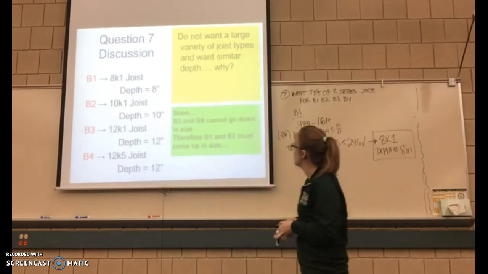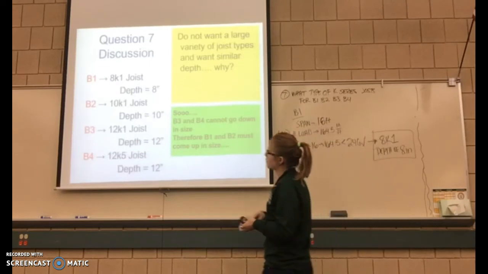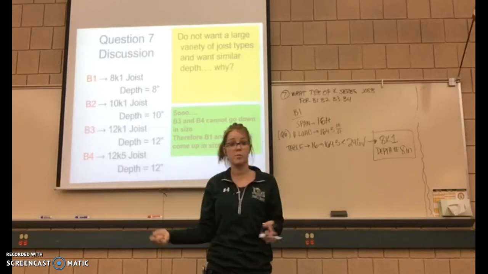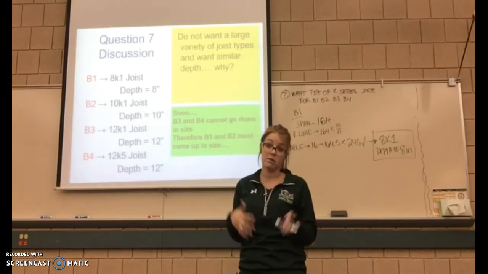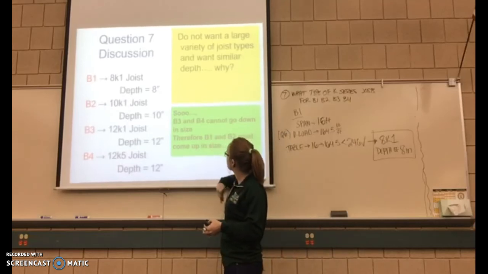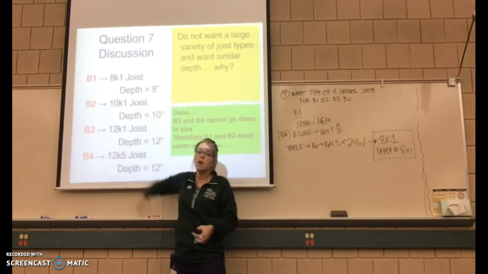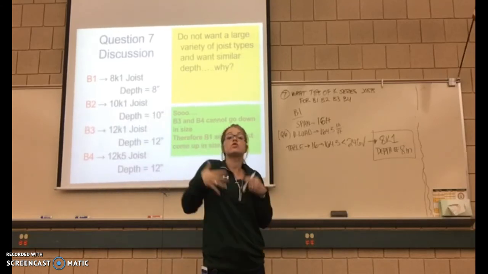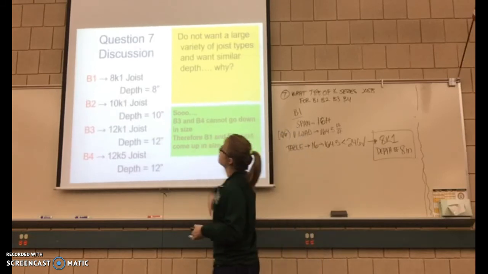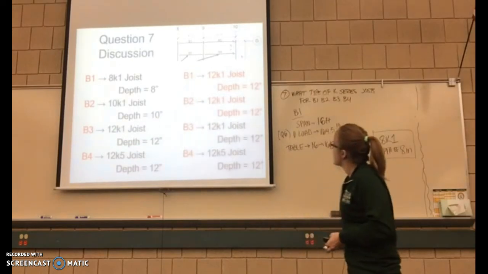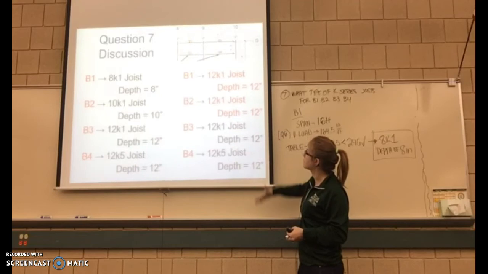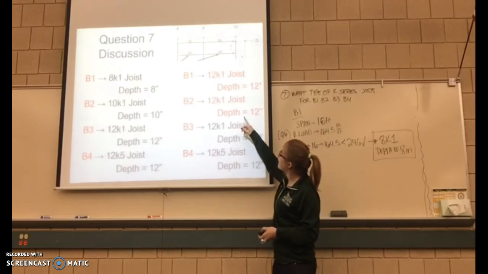Okay? So what we are going to do is look at this and say, hey, B3 and B4, those are our interior joists. They're supporting the most amount of weight. They can't go down in size, right? They have to be able to support that weight. So, because they can't go down in size, B1 and B2 can always go up in size, right? They can be stronger than we need them to be, which is totally fine. So we're going to go up for B1 and B2, and we will change them so that they all have the same depth.